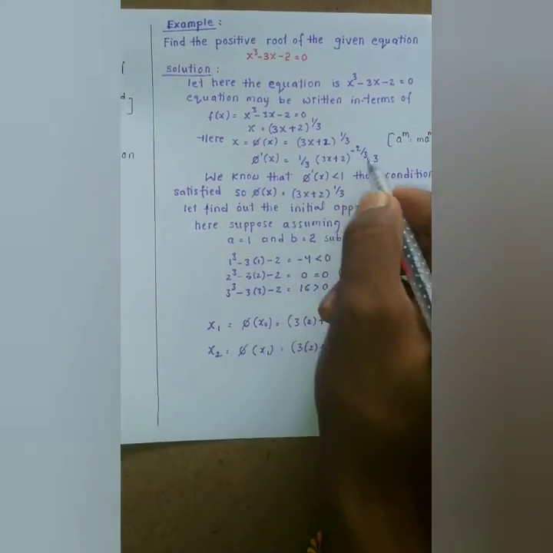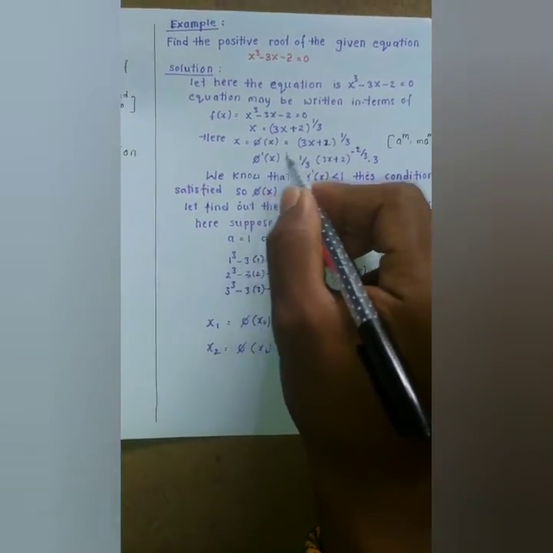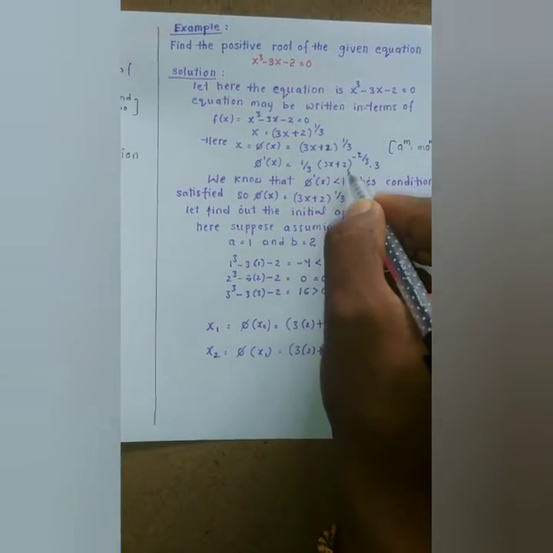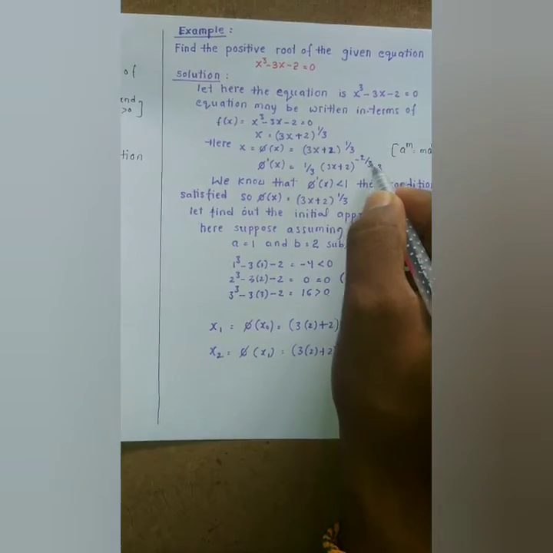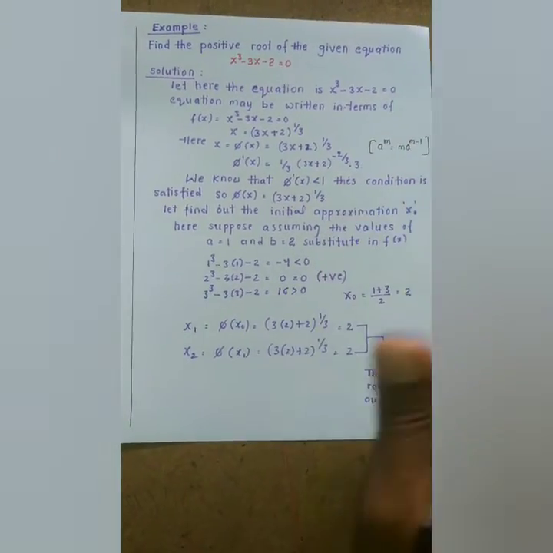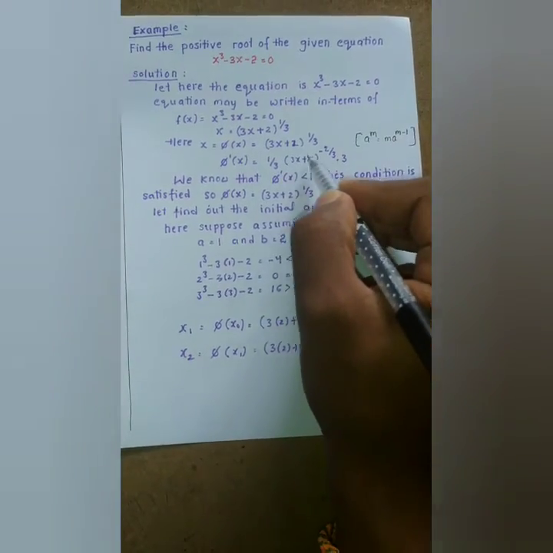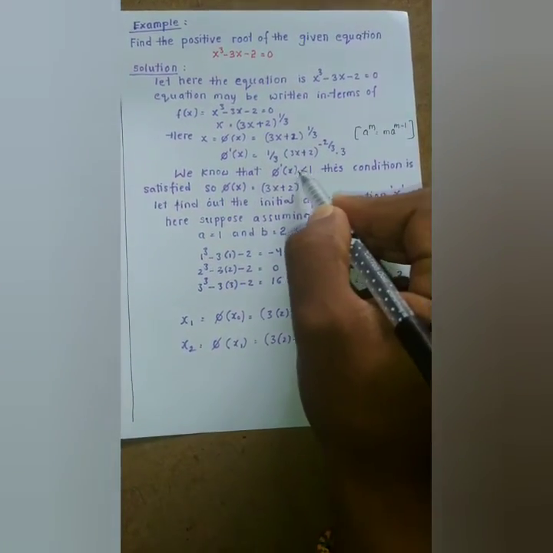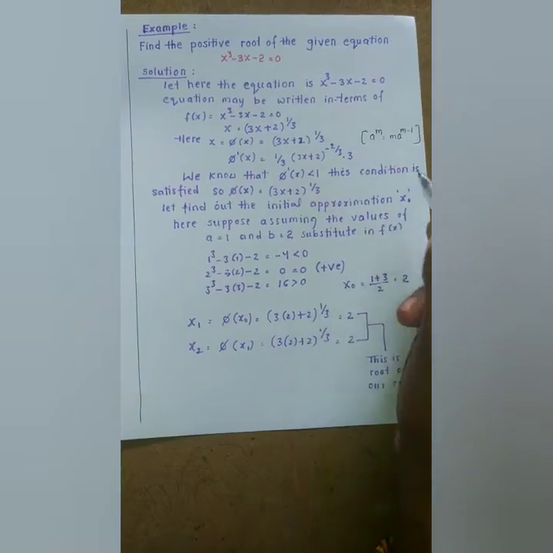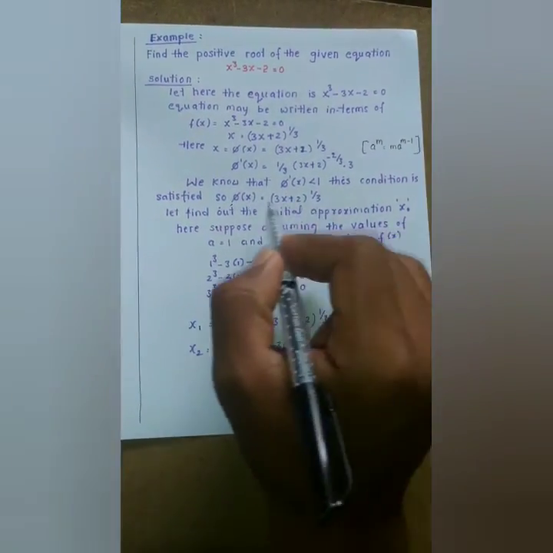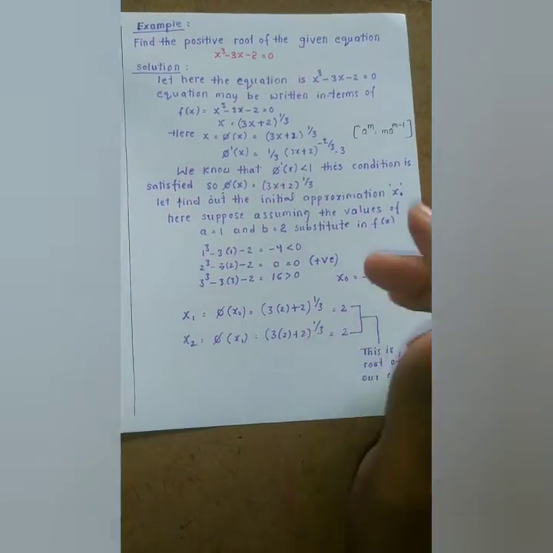So in this way we can differentiate this equation, that is 1 by 3 into (3x + 2) whole power of minus 2 by 3 into 3. Here we know that phi dash of x, substituting any value in this equation, gives a value less than 1. So this condition is satisfied. So phi of x we can consider as (3x + 2) whole power of 1 by 3.